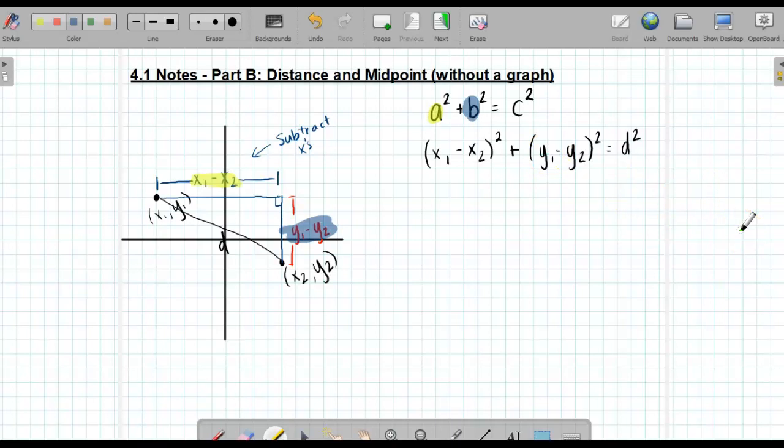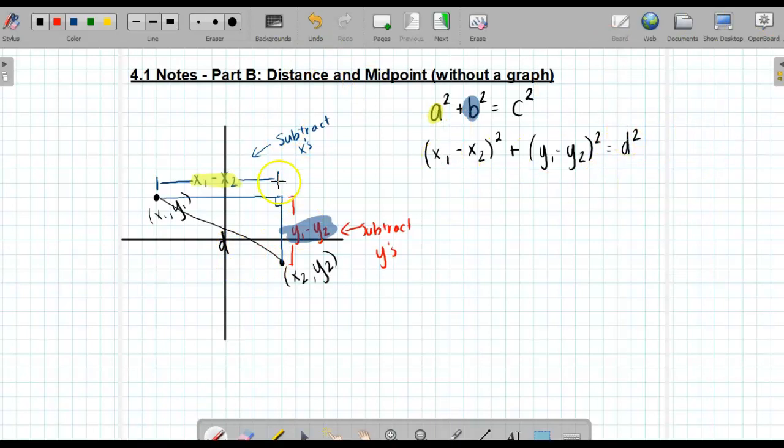Okay? So I subtracted the x's. I didn't write this down, but I subtracted the y's. And then I did Pythagorean theorem. So we're solving for the distance. That's the side right here, d.